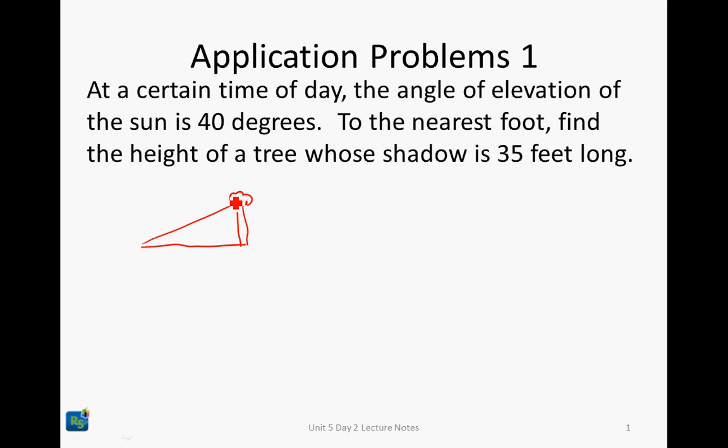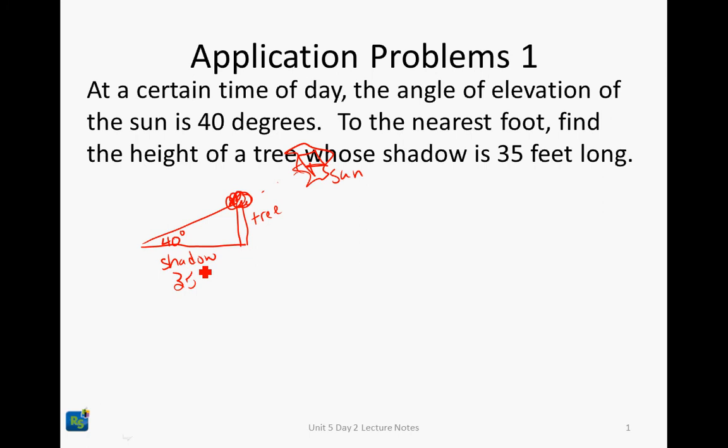So here's my tree, and up here is the sun, and that sun makes an angle of 40 degrees, and the tree casts a shadow that is 35 feet long. So that's how your diagram would work.